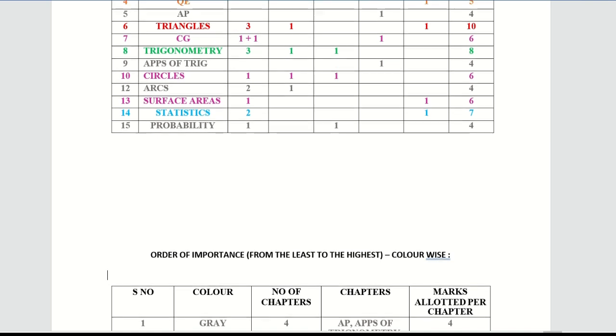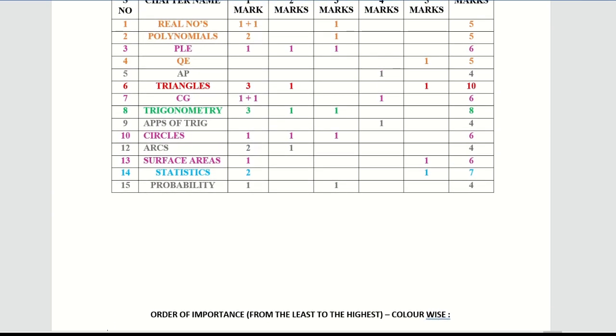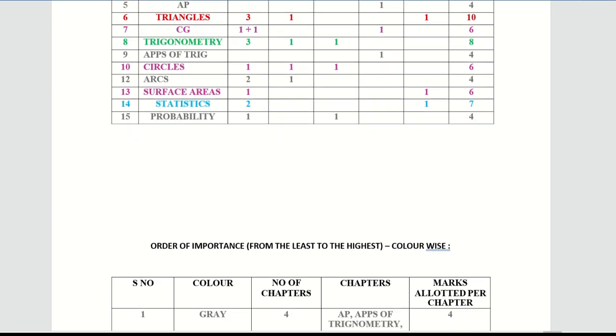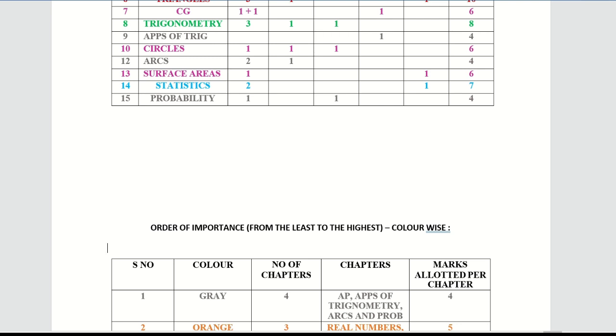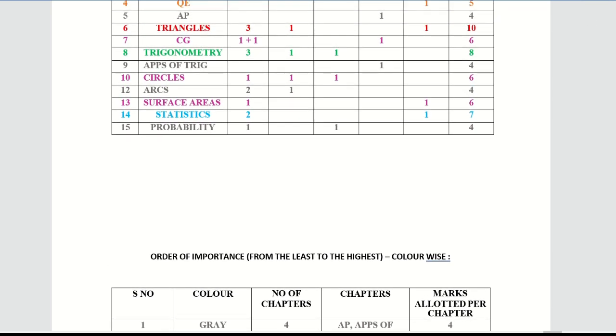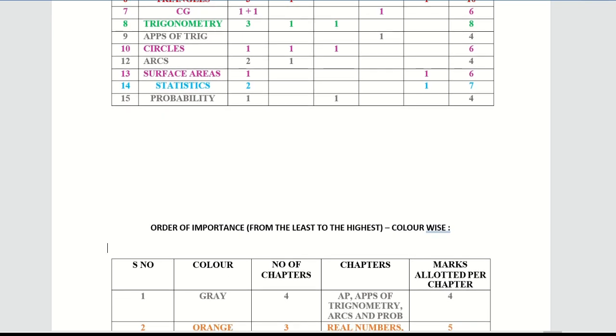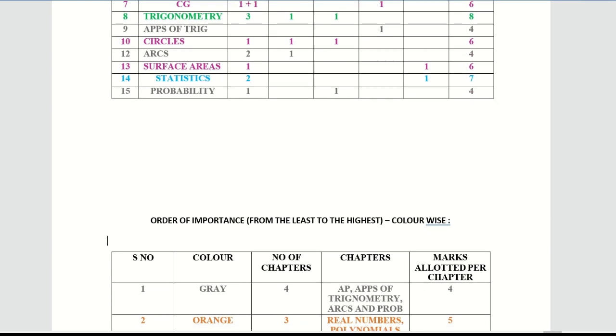From the table itself you can see probability, applications of trigonometry, AP, and areas related to circles. So yeah, probability, areas related to circles, applications of trigonometry, and then comes AP. Those 4 chapters are full gray areas, and the total number of marks allotted for each chapter is 4. So these chapters are not that important from the exam point of view in terms of mark distribution.